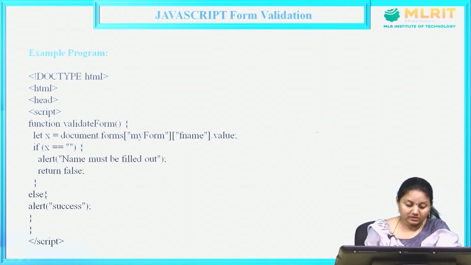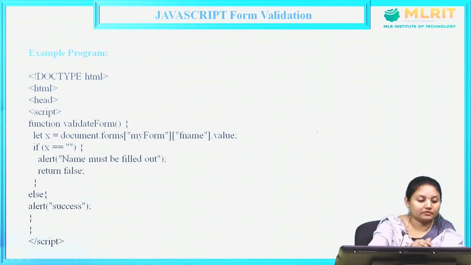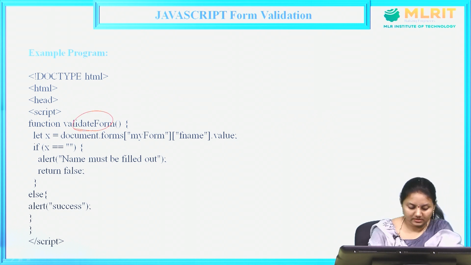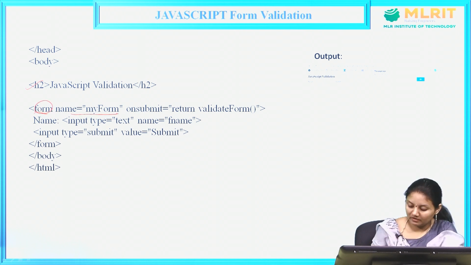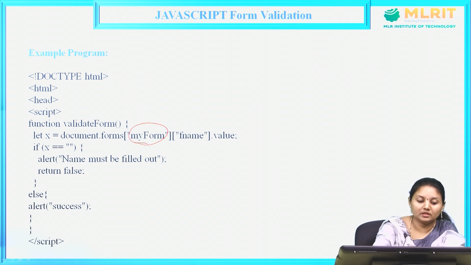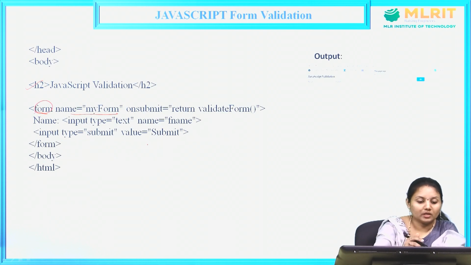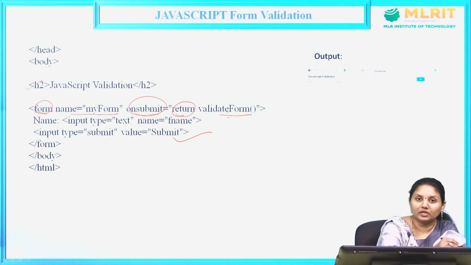Now, where is this function validateForm accessed? Here, in the body part, you have given a simple heading H2 and the form name, myForm. Where have we used this myForm? Here, in document.forms. And onsubmit means when the submit button is clicked, what are you returning? validateForm. Where is my validateForm? In my function, in my script.